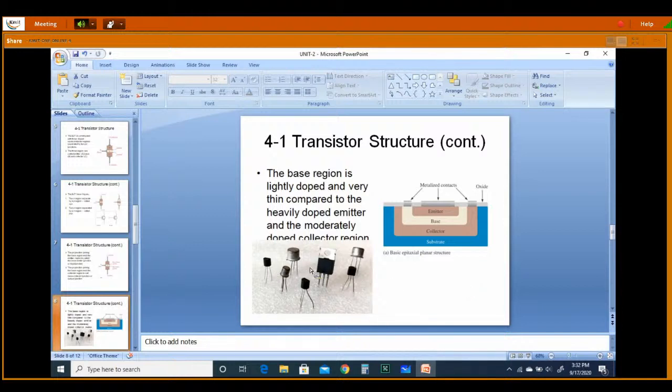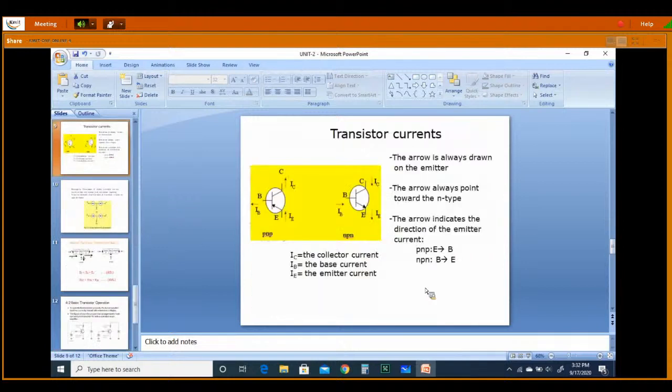Now in the laboratory we are going to use two types of BJTs, BC107. So these are the different types of transistor structures. Now the current flows, current directions. Just now I explained the arrow is always drawn on the emitter. On the emitter only you are going to draw the arrow.